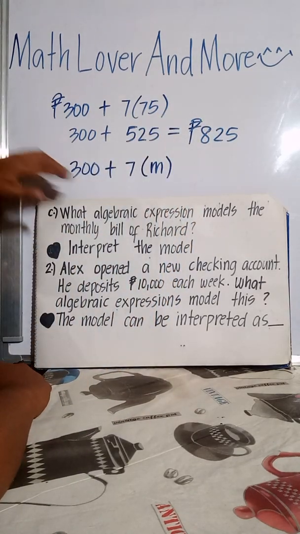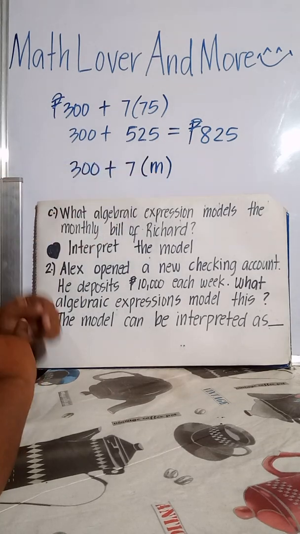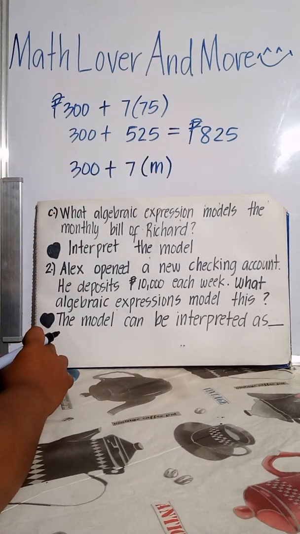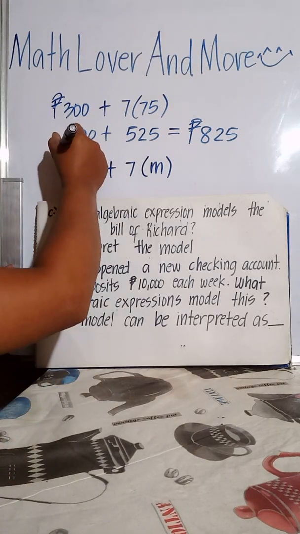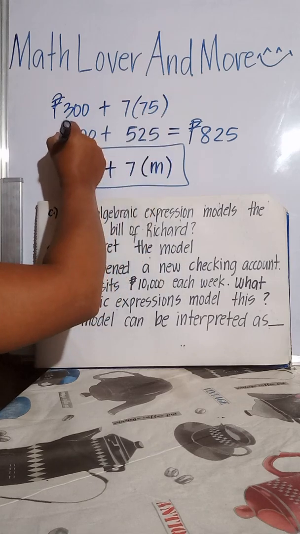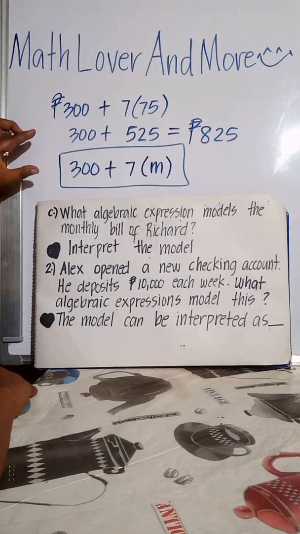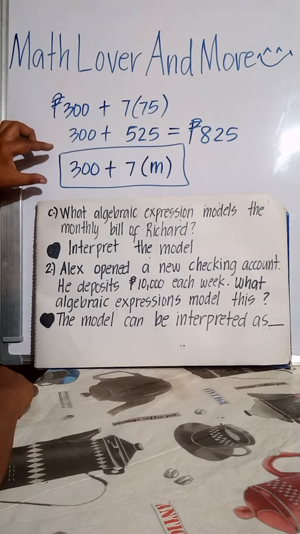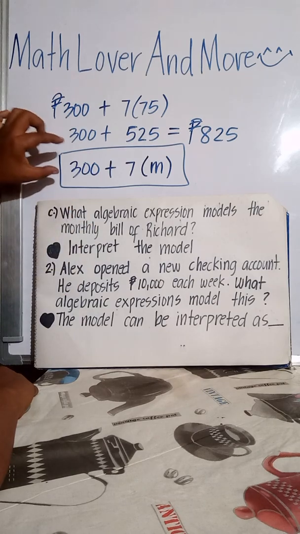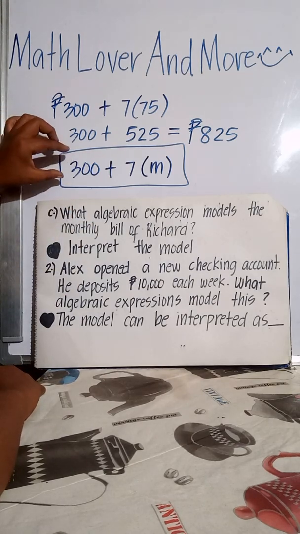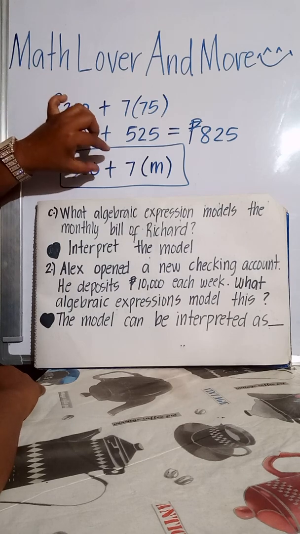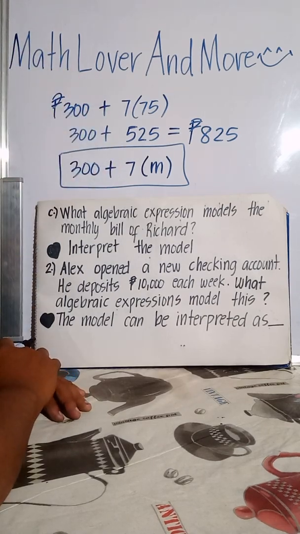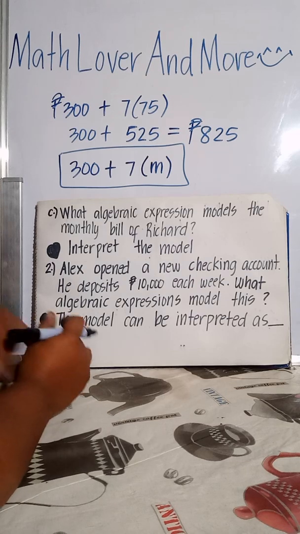Okay, so M stands for, I represent M for the number of minutes used for phone call. And so, this is now my algebraic expression. This models the situation for Richard. This is the payment or the bill. So you will have to write the interpretation. 300 pesos is the monthly payment, and so it is constant. So you write 300 pesos plus the 7 is also a constant. That is 7 pesos per minute. So Richard will need to pay 7 pesos per minute.